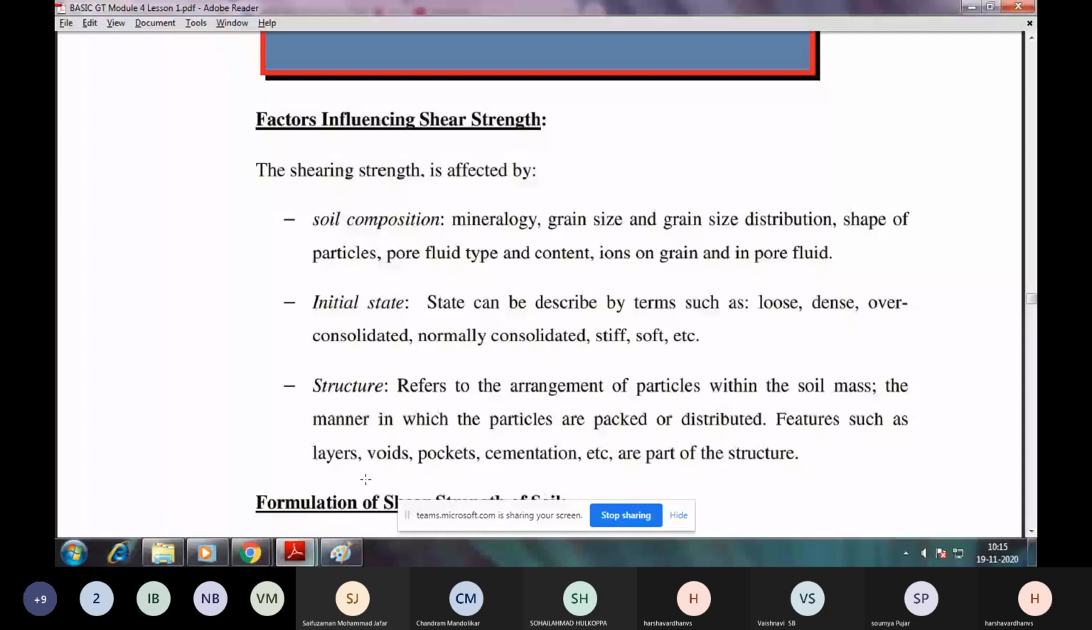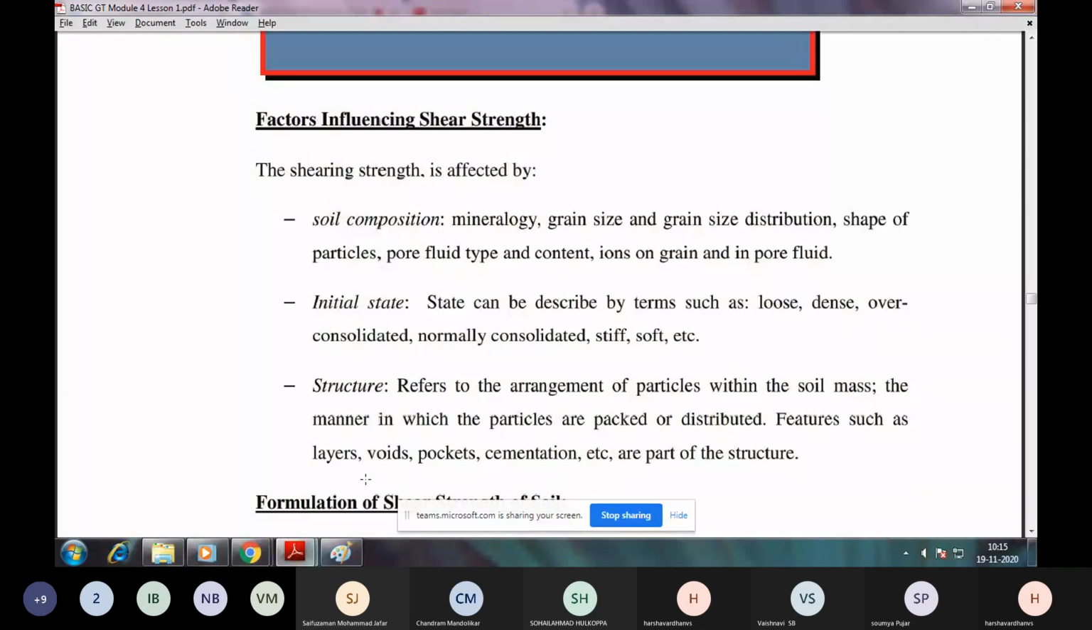Next is structure of the soil. When I say structure of the soil, it refers to the arrangement of the particles within the soil mass, that is, the manner in which the particles are packed or distributed. Features such as layers, that is stratification of soil, or voids that are present, or pockets of air that are present, cementation, etc., are part of structure of soil. Now all these things are going to affect the shear strength of the soil.